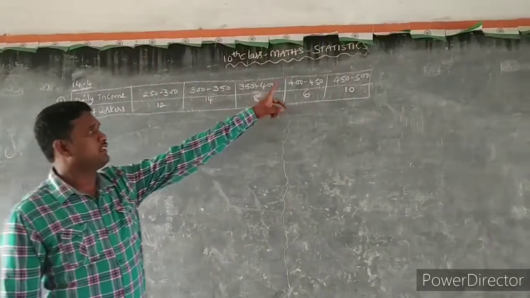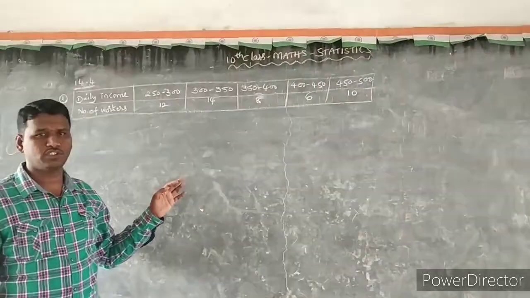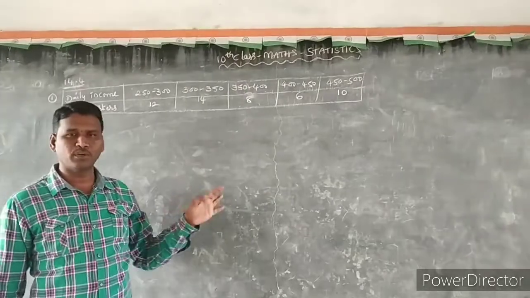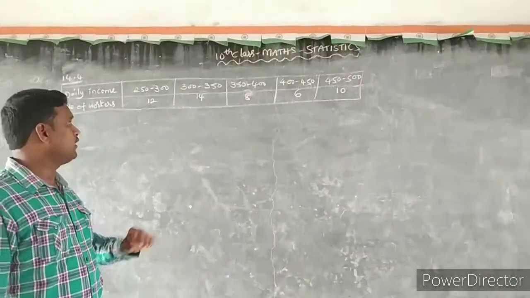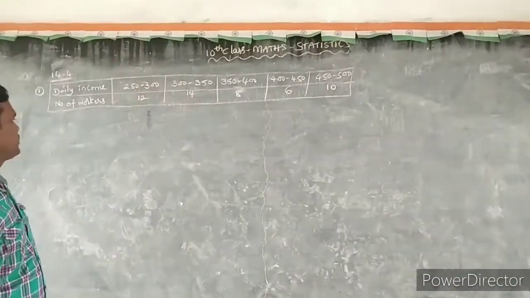Okay, in the chapter statistics, we have learned how to find out mean, median, mode of ungrouped data and grouped data in the previous classes. Now, let us move to next topic. So, ogives.